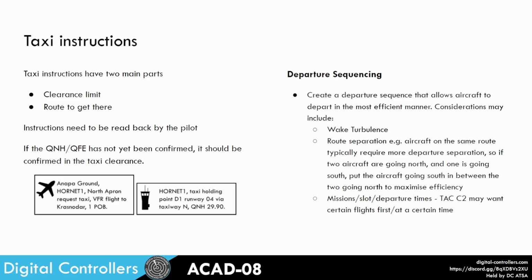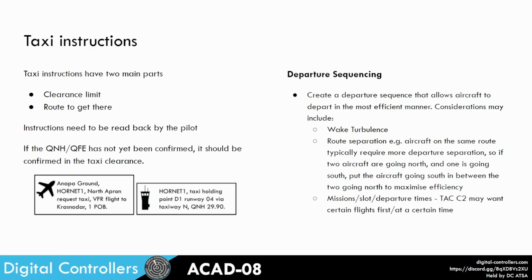So an example taxi clearance in this case could be: Hornet 1, taxi holding point Delta 1 runway 04 via taxiway November, QNH 2990. So in this case we are clearing the aircraft, or instructing the aircraft even, to taxi to holding point Delta 1, which will be a marked holding point on their charts. And this is for runway 04. And they are being instructed to taxi via November. If there are more taxiways in this sequence, you simply extend the sequence.